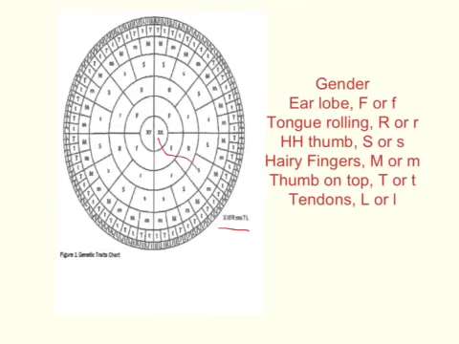The next letter is a small m, so hairy fingers. For hairy fingers, if you have it, you're dominant. If you don't, you're recessive. So she does not have it, and that would be recessive. The next letter is a capital T, thumb on top. So if you fold your hands together and your left thumb is automatically on top, that's a dominant, and that is what this female has.